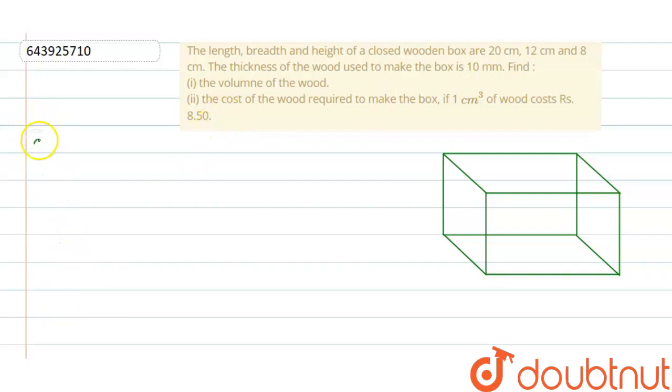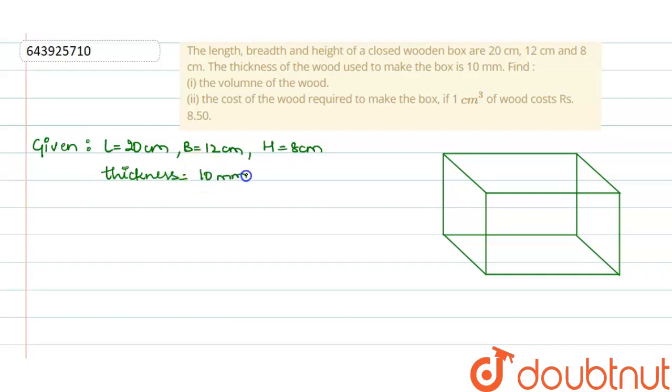It is given that the length is equal to 20 centimeters, breadth is equal to 12 centimeters and height is equal to 8 centimeters. Now the thickness is given to us to be 10 millimeters, and we know that 10 millimeters is equal to 1 centimeter, so this will become 1 centimeter. Now what we have to do is find the volume of the wood.